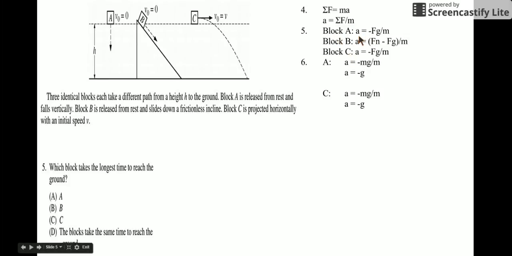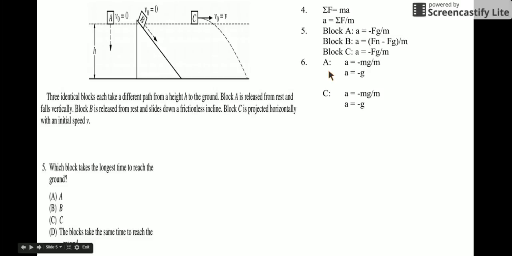For block A, acceleration would equal the negative force of gravity divided by the mass. Block B, acceleration equals the normal force minus the force of gravity divided by the mass. And block C, acceleration equals the force of gravity divided by m. For step 6, we would substitute any numerical values and basically plug and chug to get answers for these. However, there are no numerical values, but we still can conceptually derive how this would work for each system.